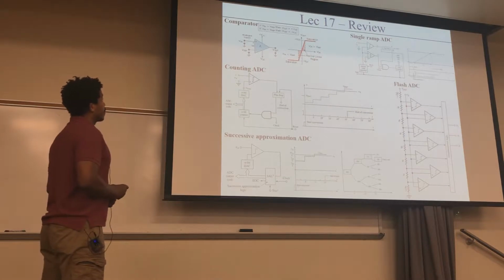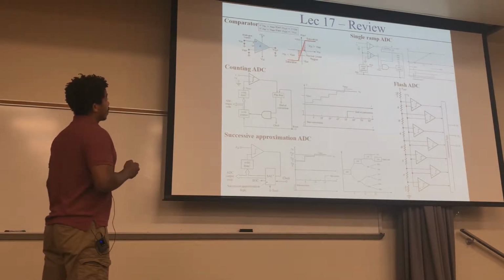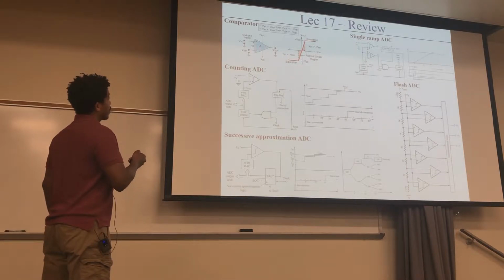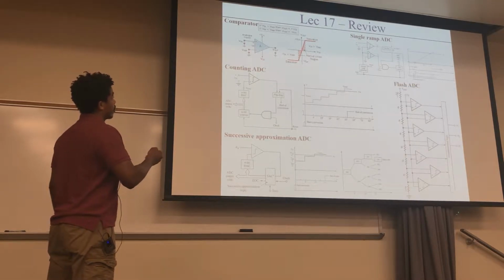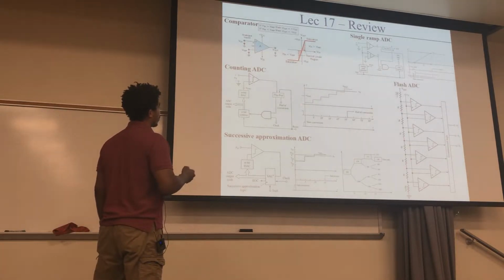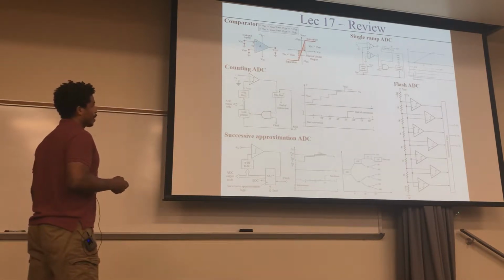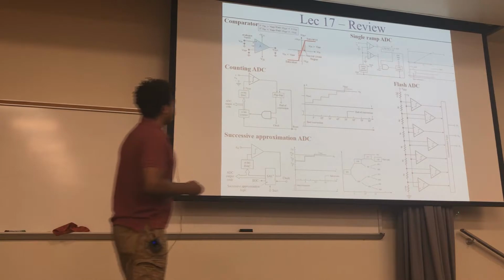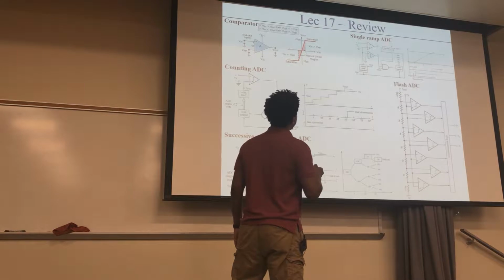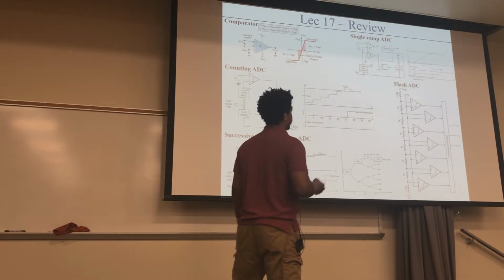For lecture 17, we went back and reviewed the comparator that's used a lot for these analog to digital converters. It's comparing these two signals, and it's going to saturate them to either the VCC or the negative VCC, or VEE, down here. We looked at the counting analog to digital converter right here, the successive approximation analog to digital converter, which is using the binary approximation method, also the single ramp analog to digital converter right here, and a flash ADC.